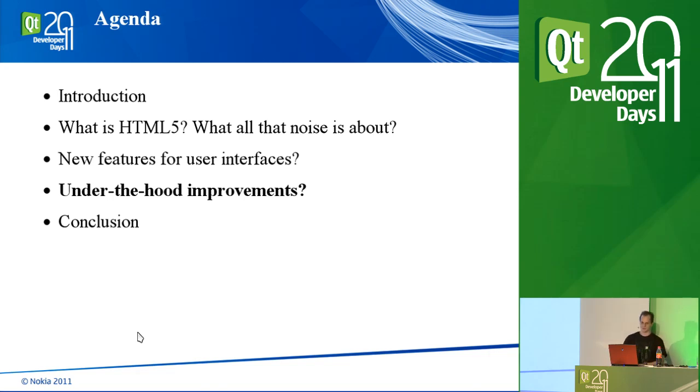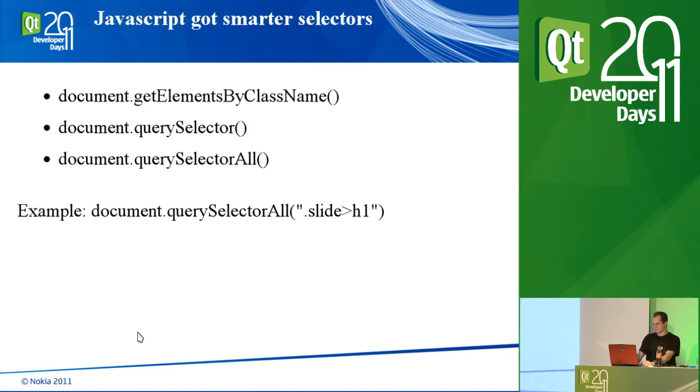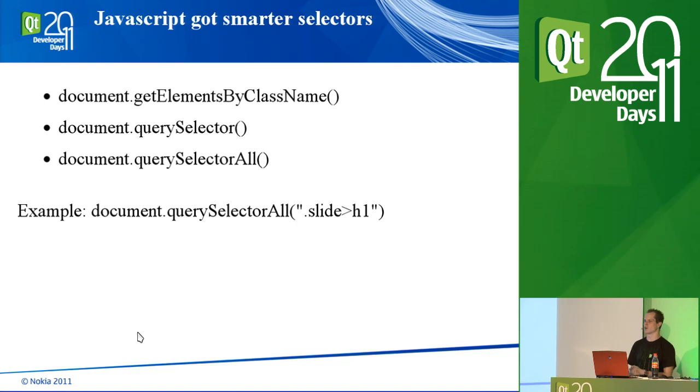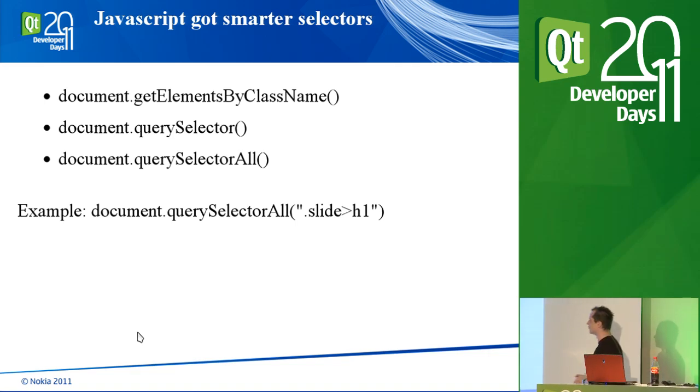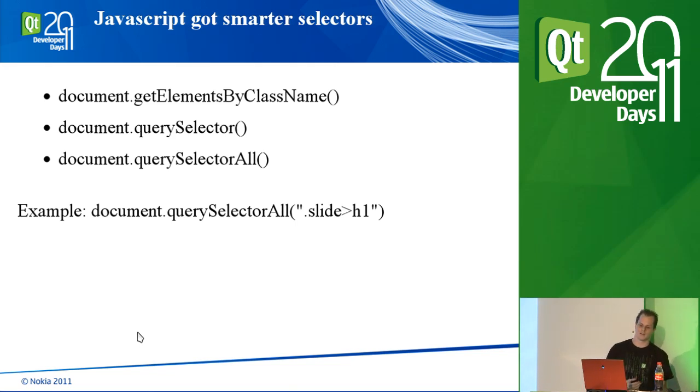What about under the hood improvements? JavaScript got a lot of smarter selectors. You were used to getElementById, which is a bit limited. Now you can, for instance, get elements by class name. You can say, okay, I'd like all divs, or all tables, or, I don't know, all h1. You can also query selectors, like CSS selectors.